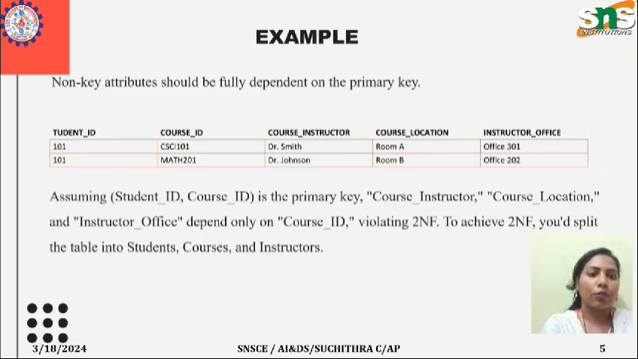Here: student ID, course ID, course instructor, course location, instructor office. The student ID is the same, the course ID is different, and so are the course instructor and course location. Assuming student ID and course ID together are the primary key, course instructor, course location and instructor office depend only on course ID, violating 2NF. To achieve 2NF, you split the table into students, courses and instructors.